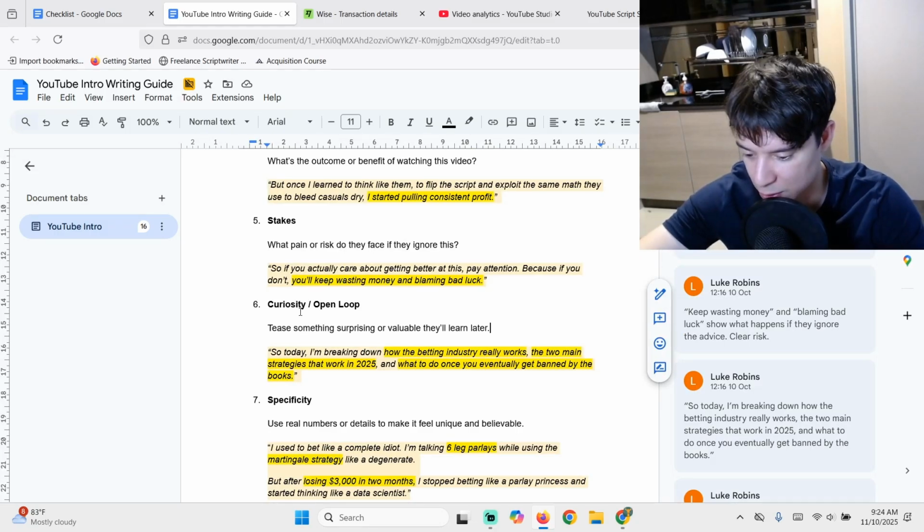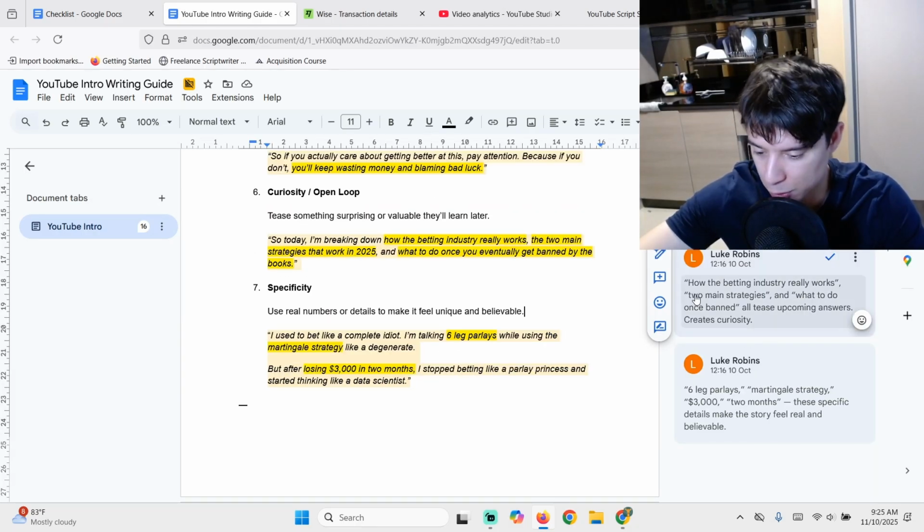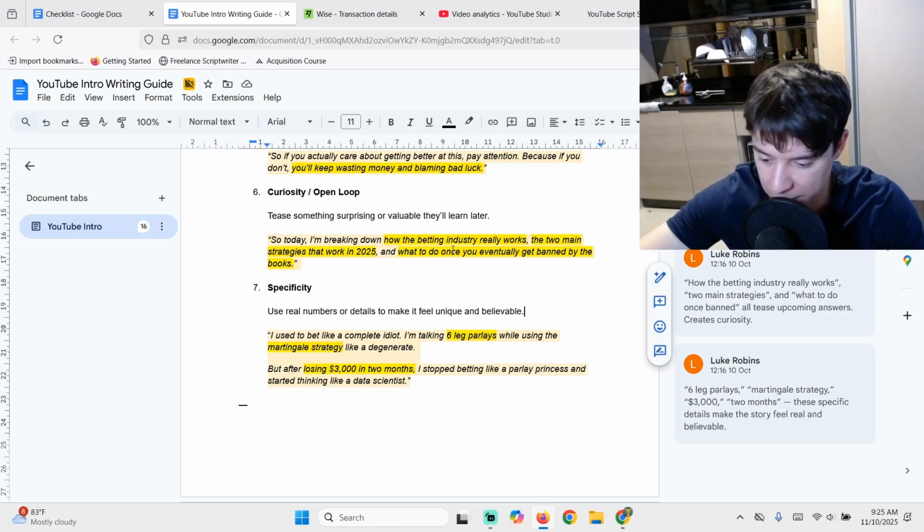Number 6 is curiosity loop. For example: "Today I'm breaking down how the betting industry really works, the 2 main strategies that work in 2025, and what to do once you eventually get banned by the books." So all of these things, like how the betting industry really works, the 2 main strategies that work, and what you do once you eventually get banned, these are all open loops. They're bonus things that the viewer might want to know. So we're teasing them all up front so that they have to watch the rest of the video to find these little things out.